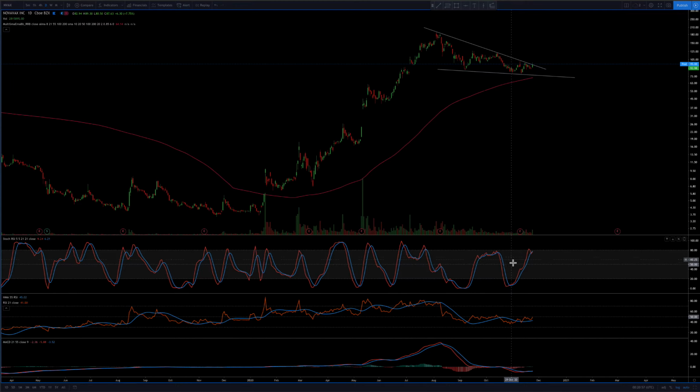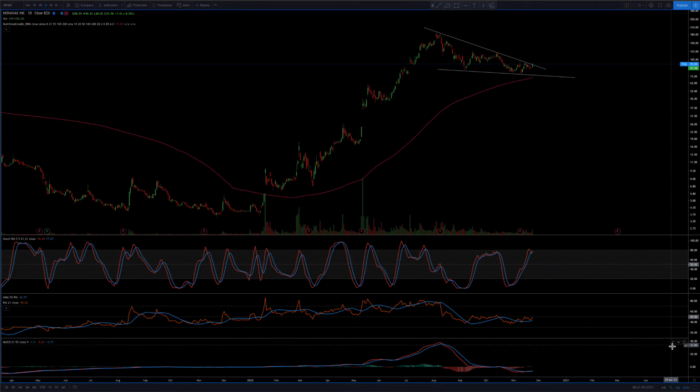Let's move down to the Stoch RSI. We see that it's kind of going sideways a little bit. Still above the 50, still bullish. Below that, the RSI is attempting to cross over the 50, which would be bullish, so still waiting on that. And below that is the MACD. Bearish territory, but the histogram is green.